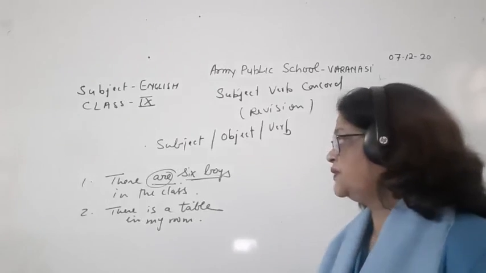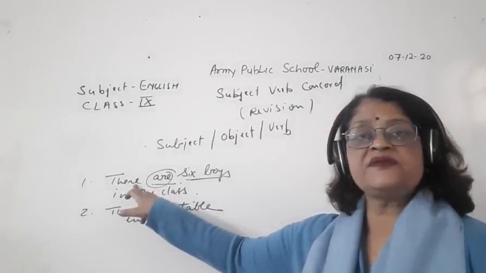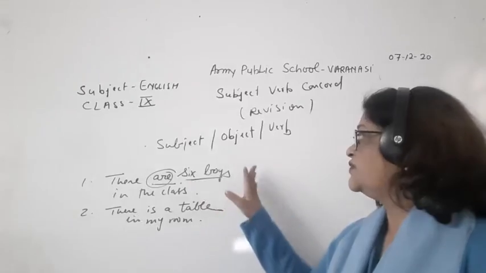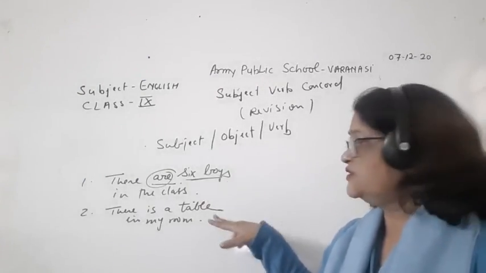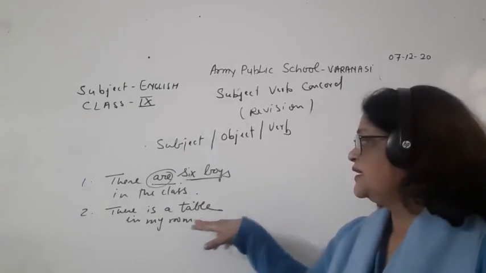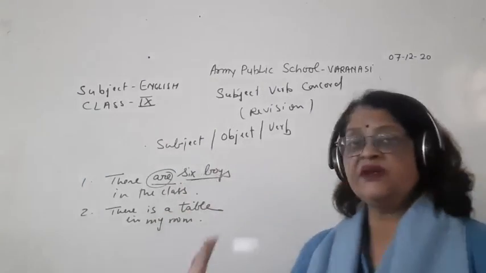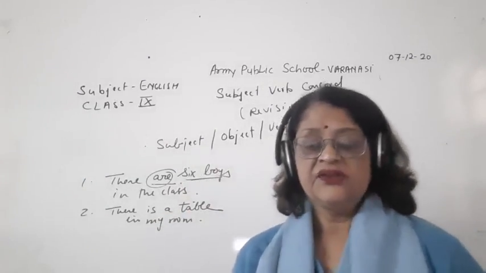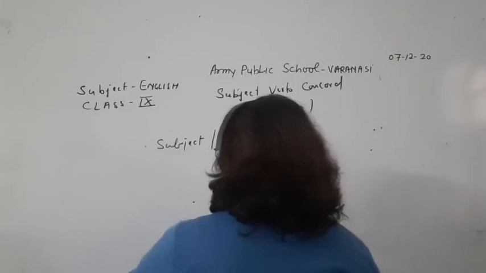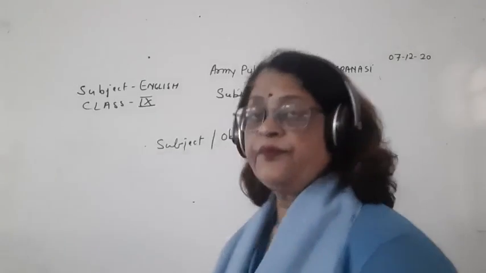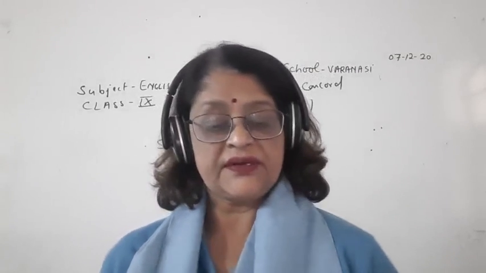So children, if the introductory word, the first word, is there, then you have to see what subject follows. If it is a singular subject, the verb will be singular, and if it is a plural subject, the verb will be plural. Okay, so this was rule number 9. Now, few other rules which I am going to discuss with you, children.